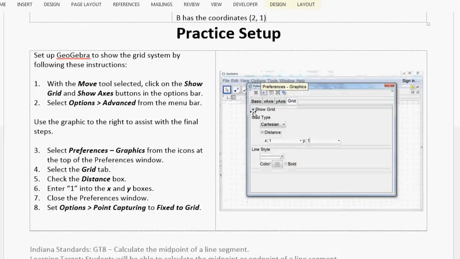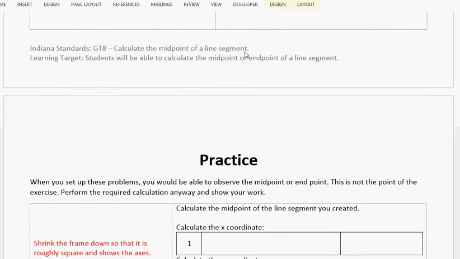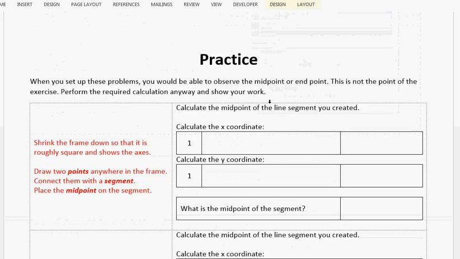Your practice problems require you to set up GeoGebra in a specific way, and I'll review that in a separate video. And then you're going to locate a couple of points anywhere you want, and then calculate the midpoint between those 2 points.